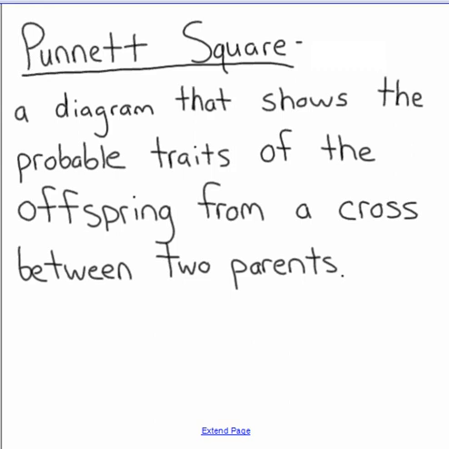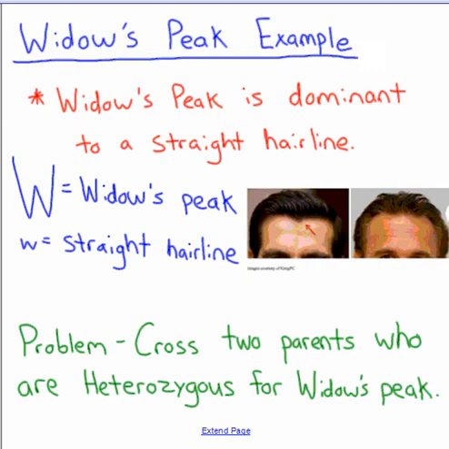So we do this for one trait, and the trait that we're going to be talking about today is widow's peak. Widow's peak is a dominant trait. Widow's peak is where your hairline is not straight across your head. This hairline is straight across the head. The one on the left comes to a peak. It's called widow's peak. It is dominant, and we are going to let the dominant allele be represented by a big W, and the little one, which is a straight hairline, be represented with a little w.